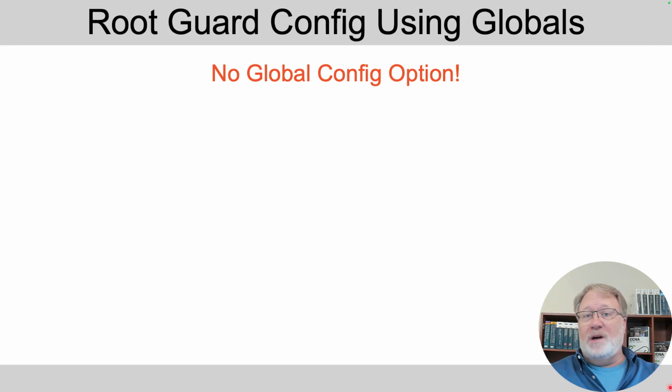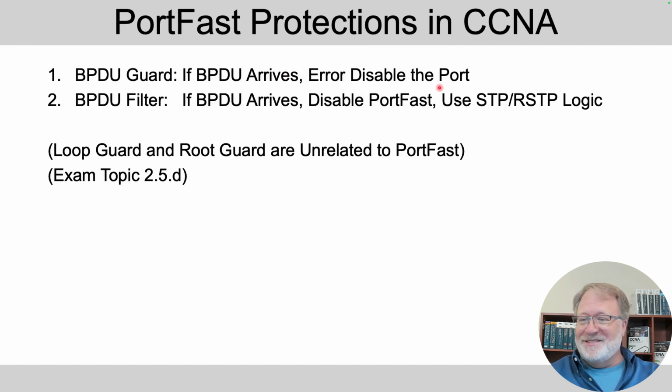Let me clean up a few odds and ends here. Just to reiterate, there's no global config option with root guard, so you've seen all the config. So that's pretty easy. And also, we talk a lot about PortFast with these optional STP features. Root guard has nothing to do with PortFast. Also, loop guard, another topic, also nothing to do with PortFast. For the new CCNA topics in 2024, it was BPDU guard and BPDU filter that could be reasonably applied with PortFast.